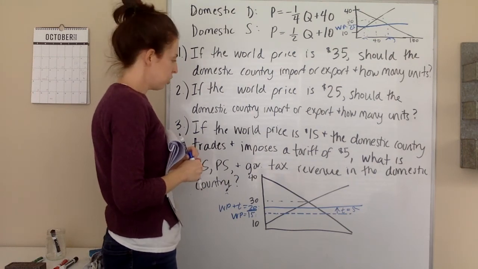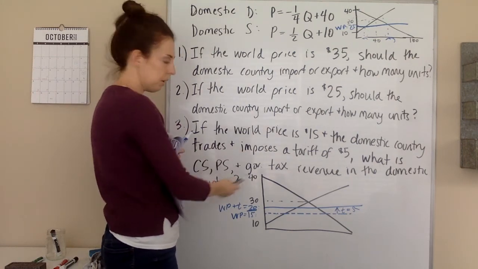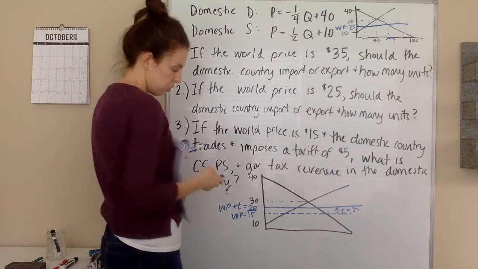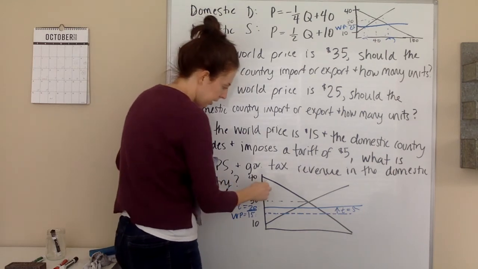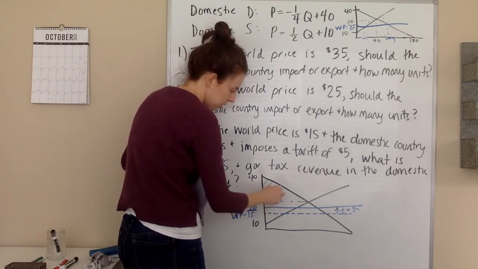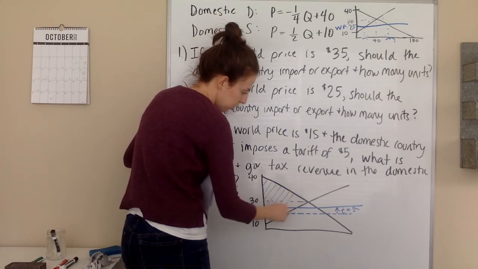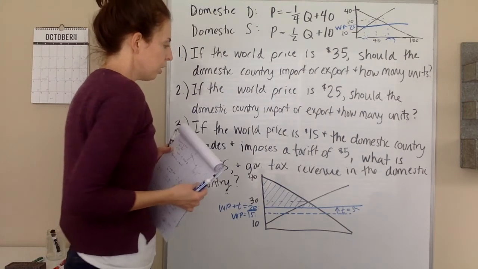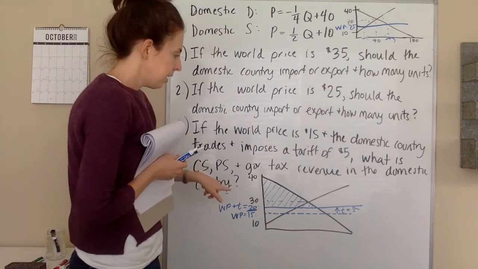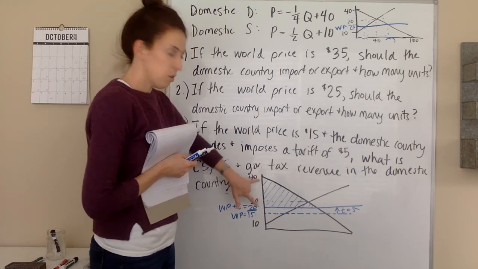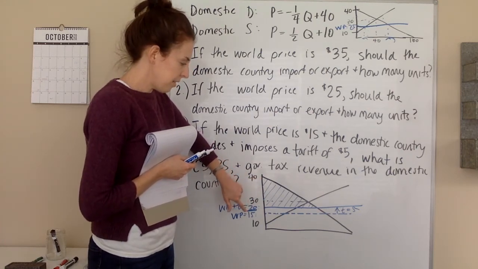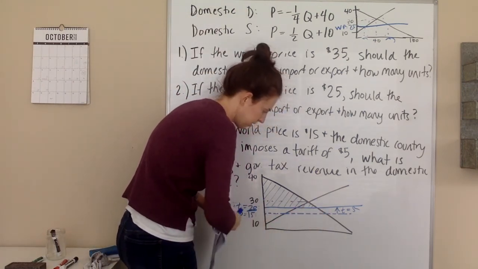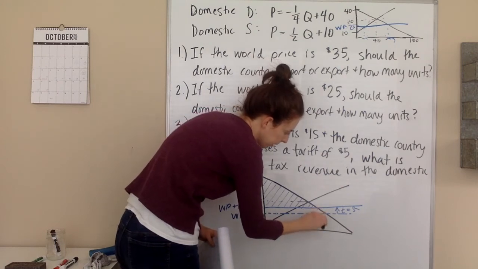Okay, so the question now is, with this going on, what is consumer surplus in the domestic market? Consumer surplus is going to be the area below the demand curve and above the new relevant price, which is the world price plus the tariff. So the consumer surplus is a triangle. The area of a triangle is 1/2 base times height. The base of that triangle coincides with this quantity right here.